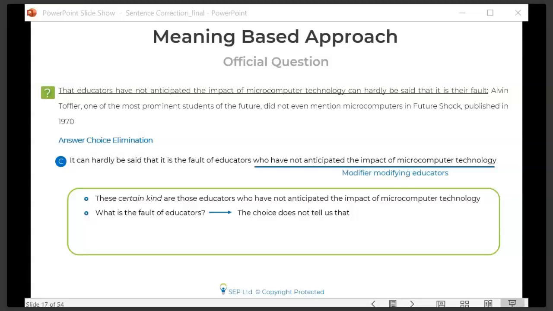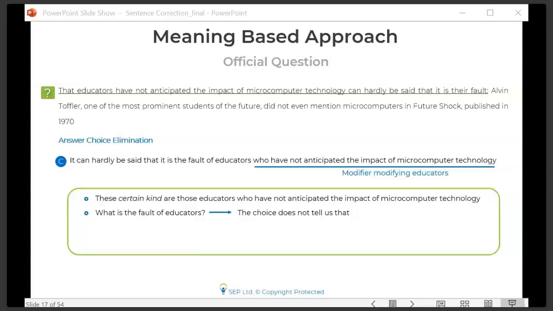Now, my question is addressed to those of you who chose choice C. Can you see where you went wrong? The original sentence is telling you that you cannot hold the educators at fault just because they did not anticipate something. All right. So the intended meaning was to tell you what that fault was, for which you can't hold them blamable. But this sentence doesn't tell you what their fault was.